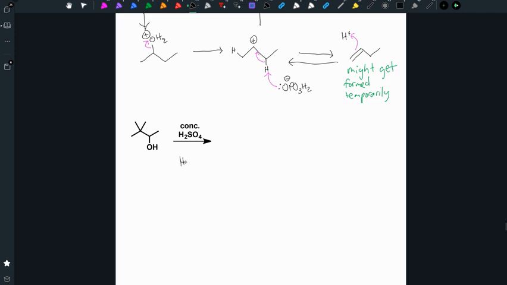All right, the second case here is going to start out the same way. We've got to protonate. That makes my good leaving group.